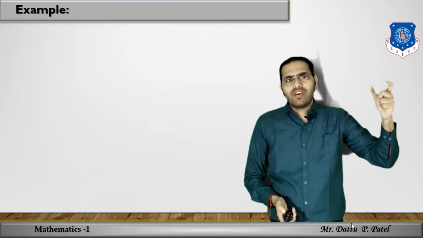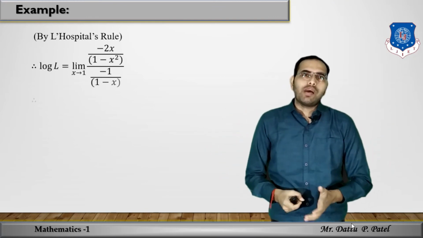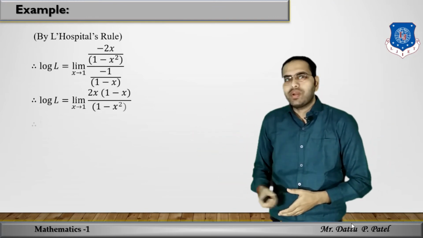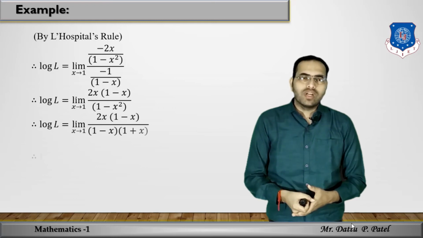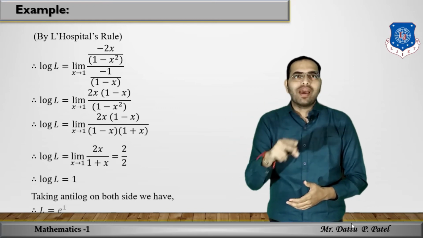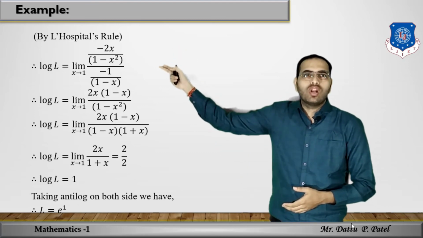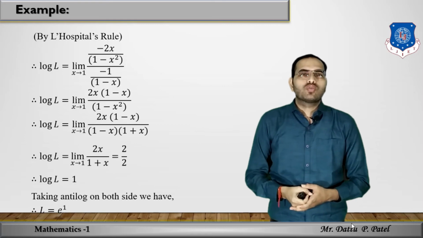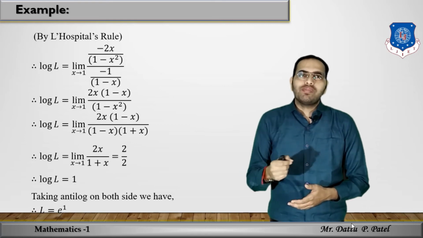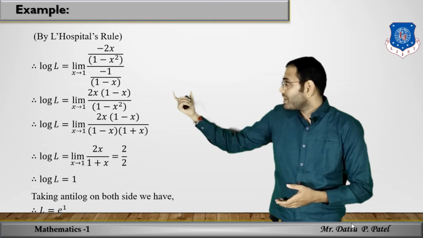If it is infinity by infinity or 0 by 0 form, then we have to apply the L'Hopital rule. Now applying the L'Hopital rule, then limit x tends to 1, (minus 2x by 1 minus x square) whole divided by minus 1 upon (1 minus x). Now simplifying that particular term, it becomes 2x inside the bracket (1 minus x) upon (1 minus x square). Here in the denominator portion, 1 minus x square.